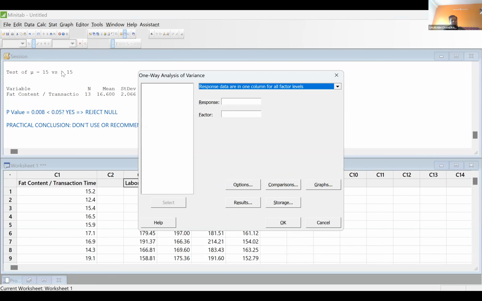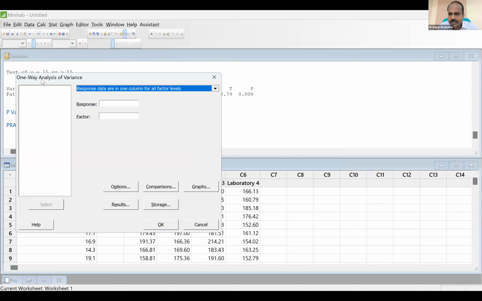Why do I call it one-way ANOVA? There is only one factor which I am studying. What is that factor? Turnaround time is only the response variable. What is the factor you are studying? The laboratory. There are 4 types of laboratory. The factor is the lab. Levels, 4 levels.